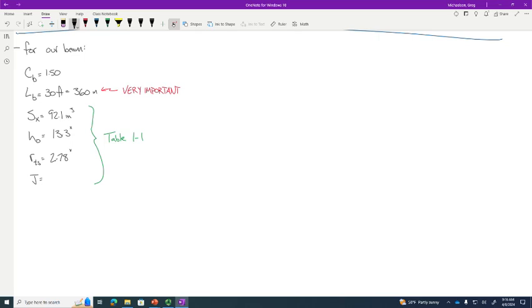And finally, what's J? 2.19. 2.19, and it's inches to the fourth. Okay. If the moment of inertia is a flexural stiffness, then J is a torsional stiffness. And there's two torsional terms: J for pure torsion and Cw for warping torsion. So there we go.